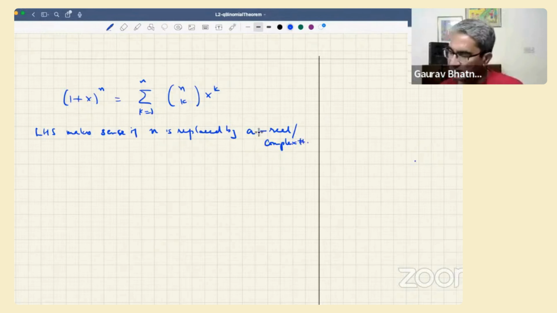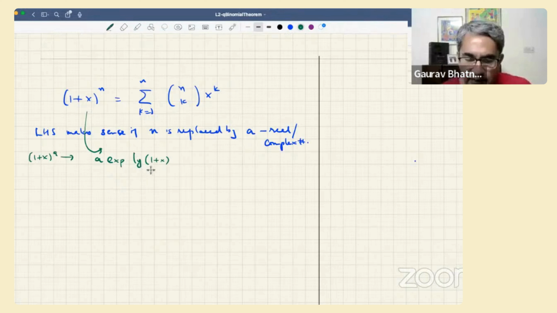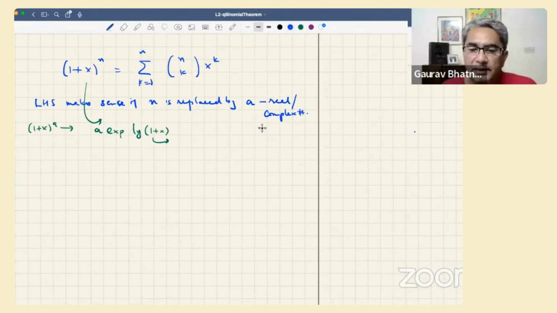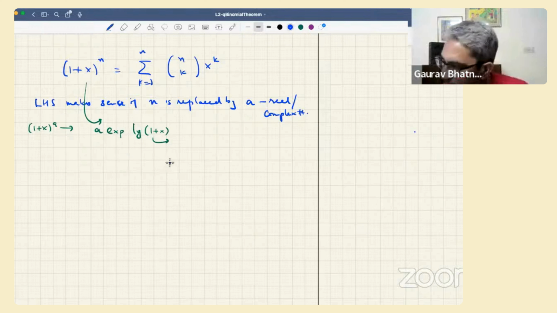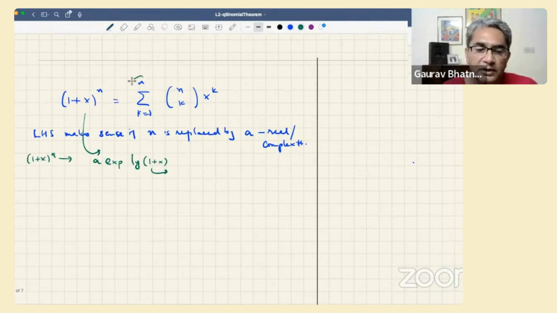If it's a complex number, then we have to define it as the exponential of a times the log of 1 plus x. So 1 plus x to the a would be defined like this, and then you have to take care that the log is the complex log. But it works, it can be done. And anyway, for real numbers, just think of it as a real number. This is fine. Now, the right-hand side, there are two places where n comes in. So there is this place over here, which has to be replaced somehow by a.